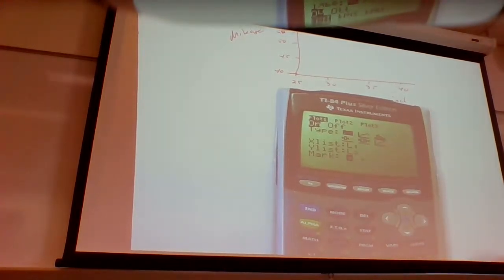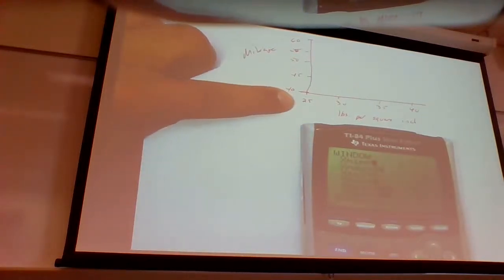So step 1, did we put the data in the calculator? Yes. Step 2, did we tell the calculator we want a scatter plot? Yep. Step 3, window. Everybody push window. And this should be the easiest step because we've already done it. Look at your picture. What's your X minimum? X minimum, 25.